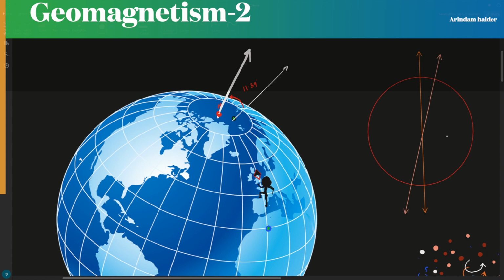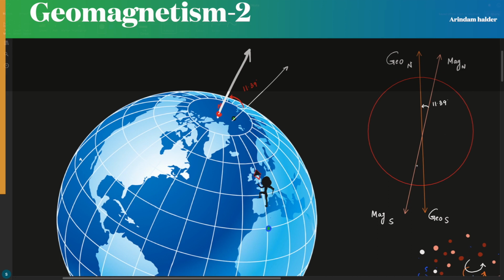Now there are two axes that actually exist. One axis is called the geographic axis, and another is called the magnetic axis. The geographic axis has one pole, and we can call it the geographic North Pole. Similarly, this one is the geographic South Pole. These other two, you can see, are the magnetic North Pole and the magnetic South Pole, right? So the angle between the geographic North Pole and the magnetic North Pole is approximately 11.39 degrees.